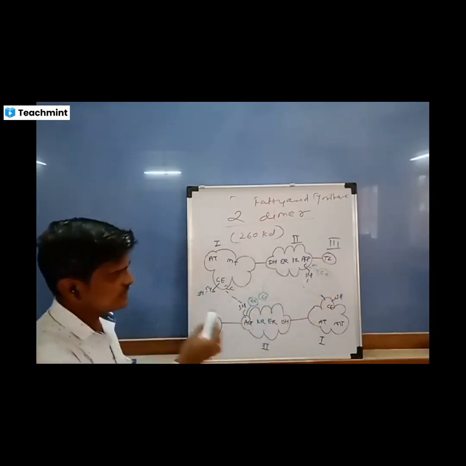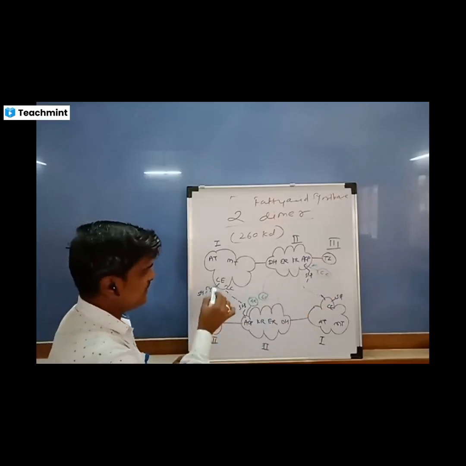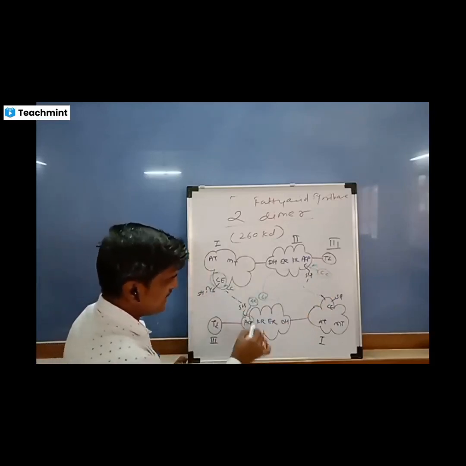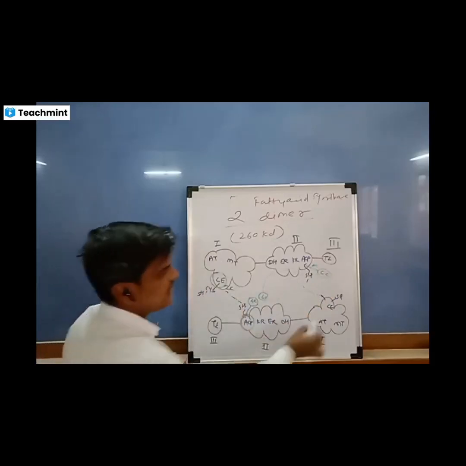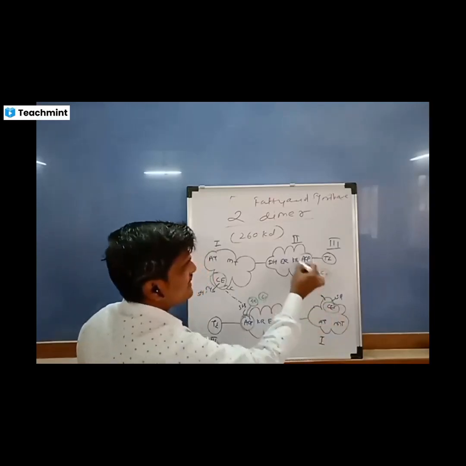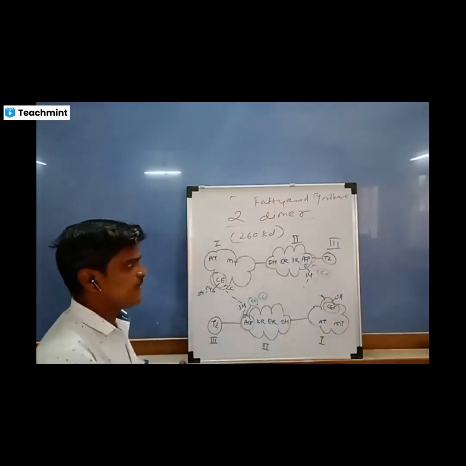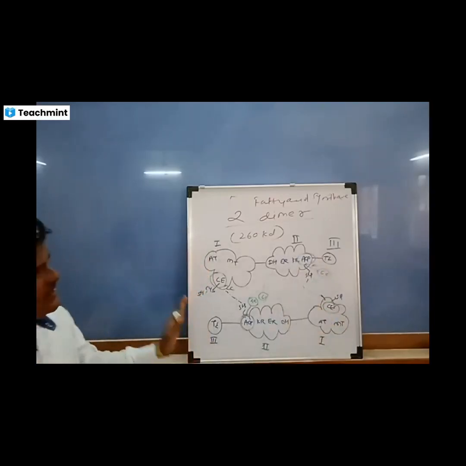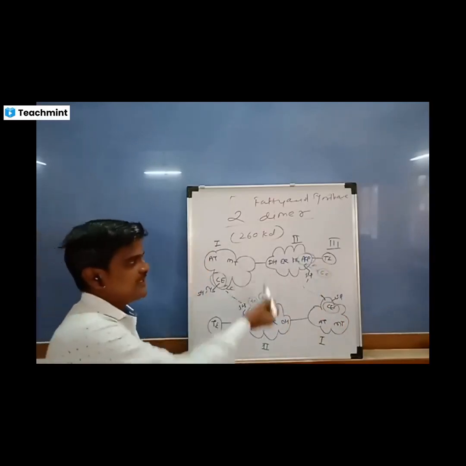So there is continuous back and forth reaction between the condensing enzyme and the acyl carrier protein of the opposite chain. So how are the intermediates handed over from one active site to another active site?